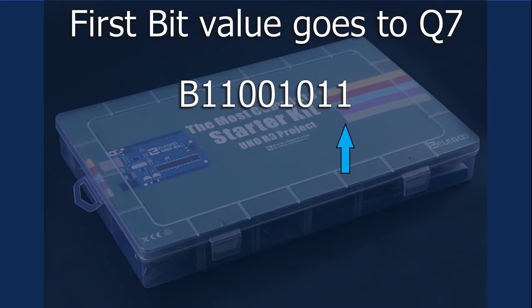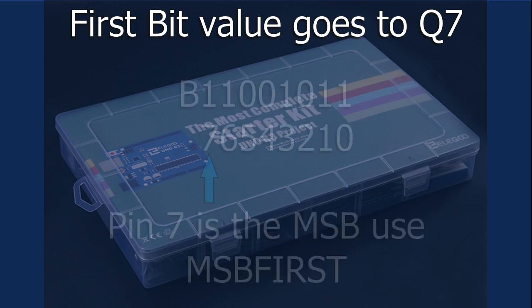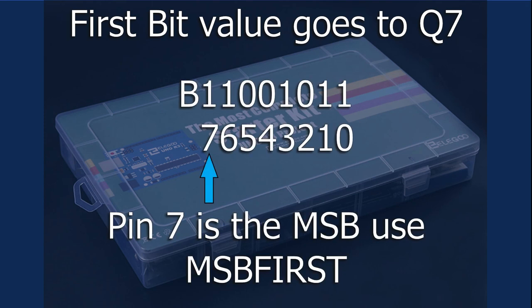Whatever way you decide, an easy way to remember which parameter to use is that the first bit going to the shift register will end up on output pin Q7. If your pin 7 is on the right, so it's the least significant bit in the binary number, use the least significant bit first. If your pin 7 is on the left, so it's the most significant bit in a binary number, use the most significant bit first.